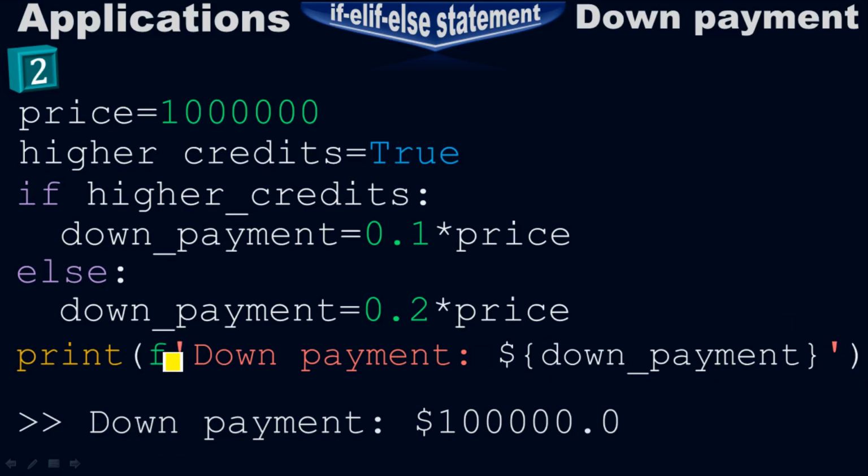Look, this F means formatted string. Just put F and then quote and then down payment colon, dollar, and then don't forget to put curly brackets for the down payment. You will get exactly the same line, the same output that we got last time. It is just a different way to use the print function. This time we used the formatted string. Nothing is different compared to the previous one.